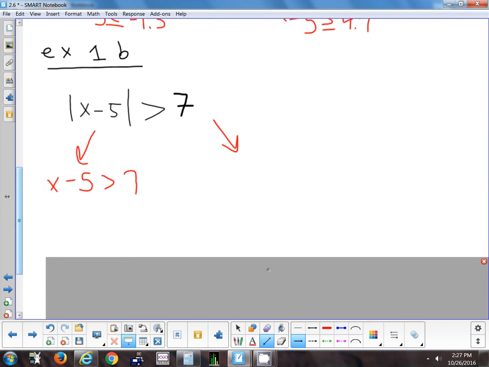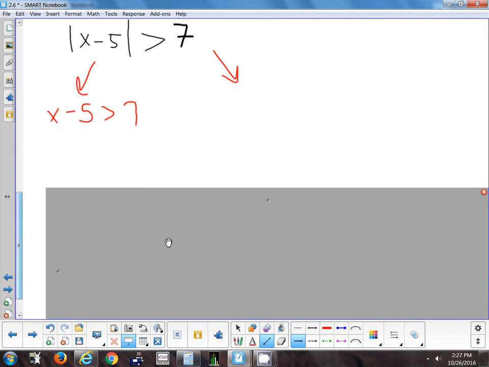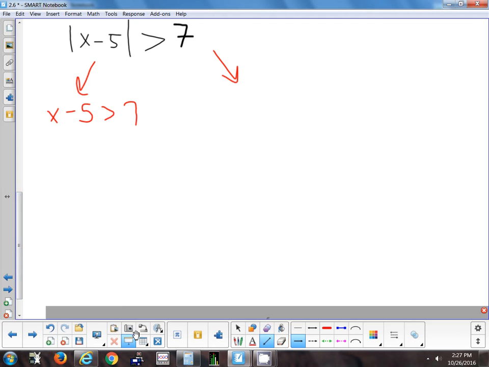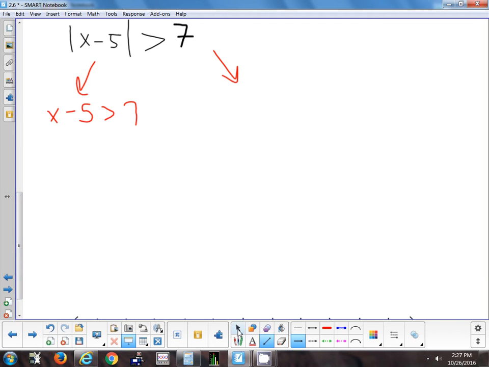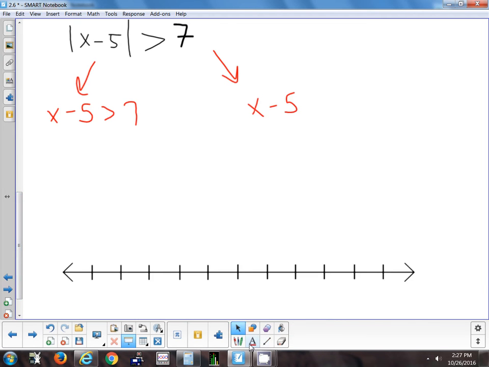Easily, you got the easy one. You said to rewrite it with no absolute value bars. The first one's easy. Just rewrite it with no absolute value bars. Then this is where we get into the tricky stuff. The beginning is exactly the same. X minus 5, everything before the sign is the same. So x minus 5 stays exactly the same. That does not change.